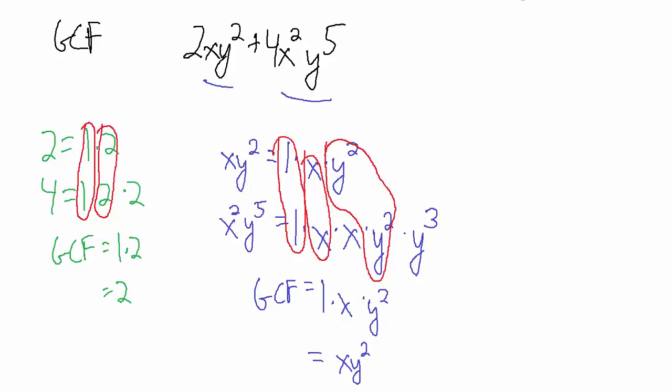So the greatest common factor for the entire algebraic expression, the overall GCF, is going to be this 2 times that xy squared, which is just 2xy squared.